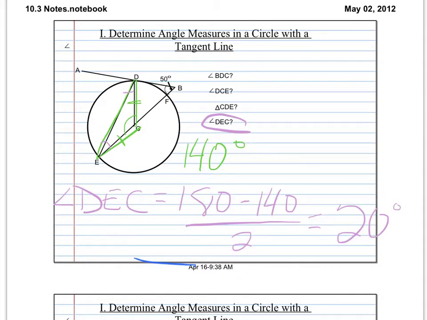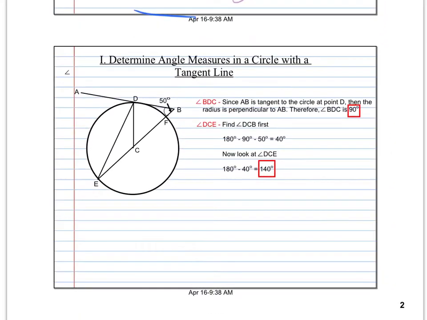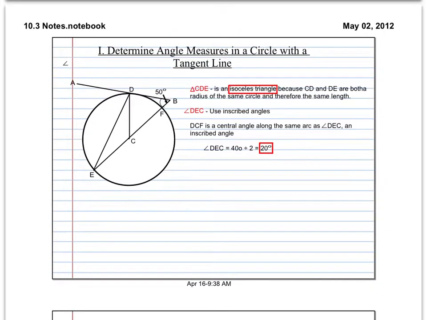Now the next two slides explain everything you just saw just in words, so you can always go back to it in that regard. So this will be the first two we did, angle BDC and angle DCE. And then here is how you figure out that triangle CDE is an isosceles triangle, and finally the last part, the angle at DEC.